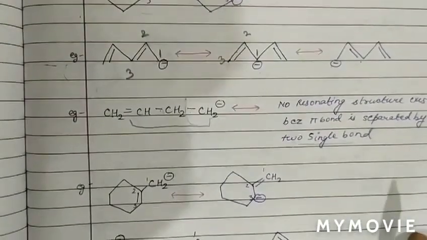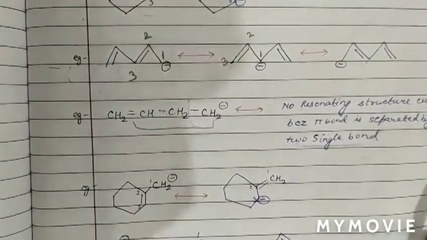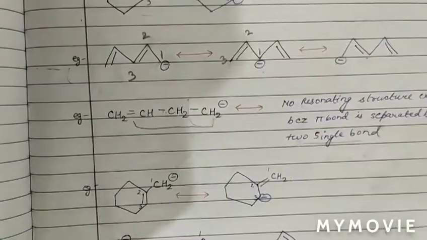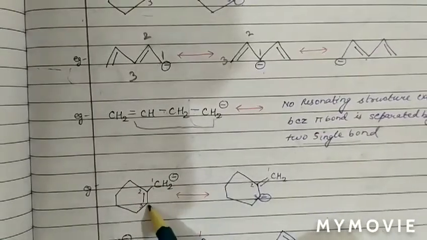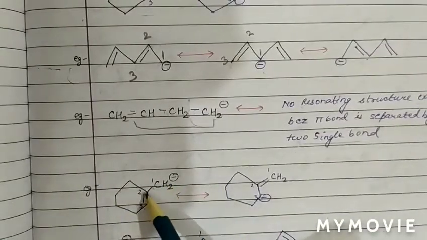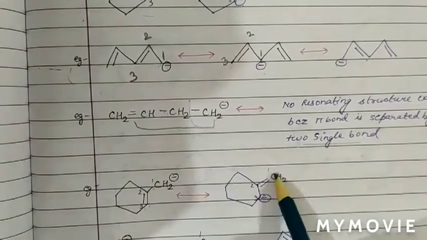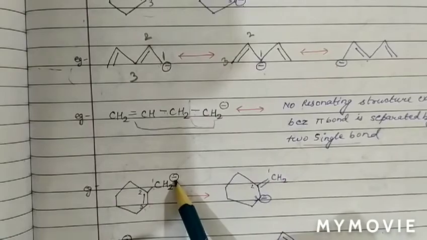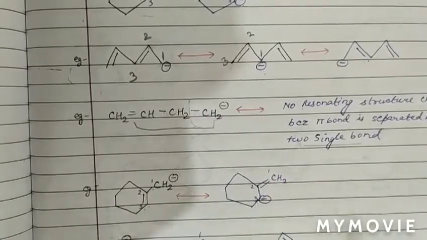Now see the next example. Again we can see a negative charge, single bond, double bond. So 1, 2, 3: the pi bond between the 2 and 3 positions will shift in between 1 and 2, and the negative charge from the first position will shift to the third position.